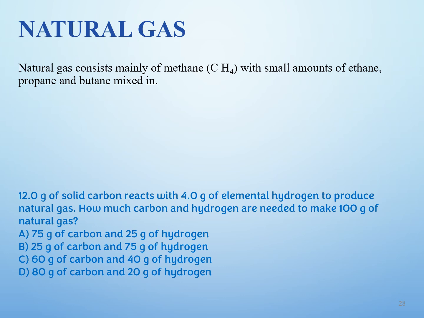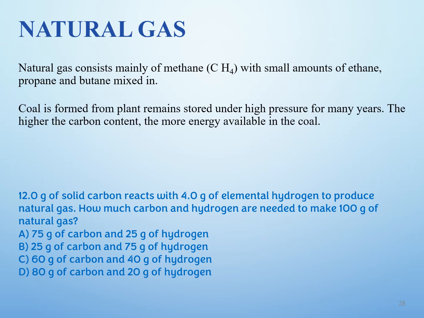Now we want to talk about natural gas. It consists mainly of methane, which is a hydrocarbon, with small amounts of ethane, propane, and butane mixed in. Coal is formed from plants, and it remains stored under high pressure for many years. The higher the carbon content, the more energy available in the coal. So carbon content is important.